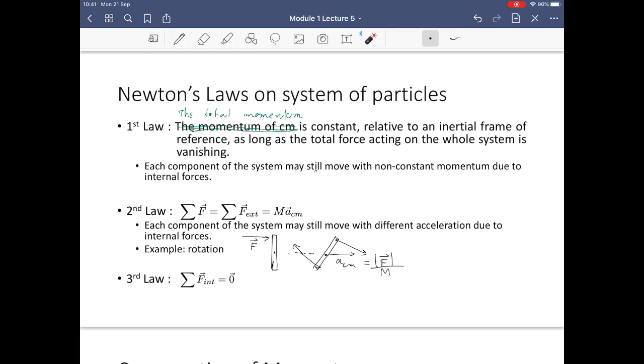Okay, so in this case, I may have spoken wrongly, but this stick has to be put on a frictionless floor. Okay, frictionless floor, so that the total force is just this force. If that is the case, then ACM will be equal to F over M. Okay, now what is the acceleration of this guy and this guy?